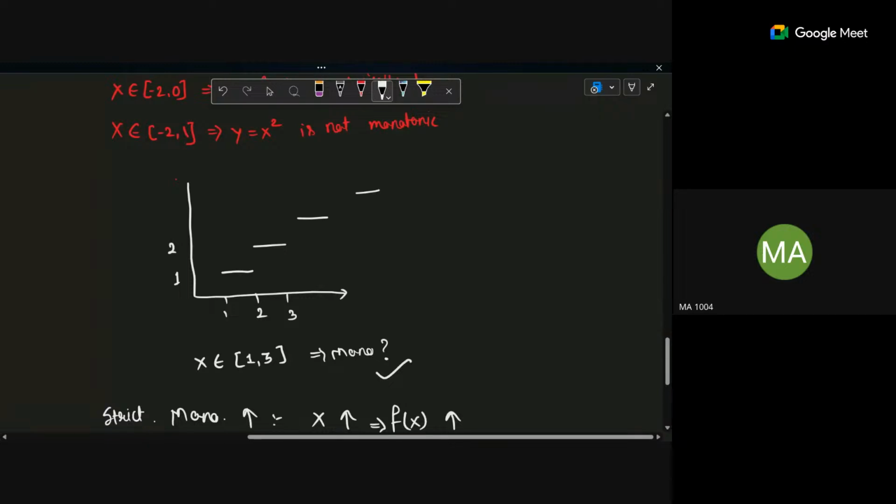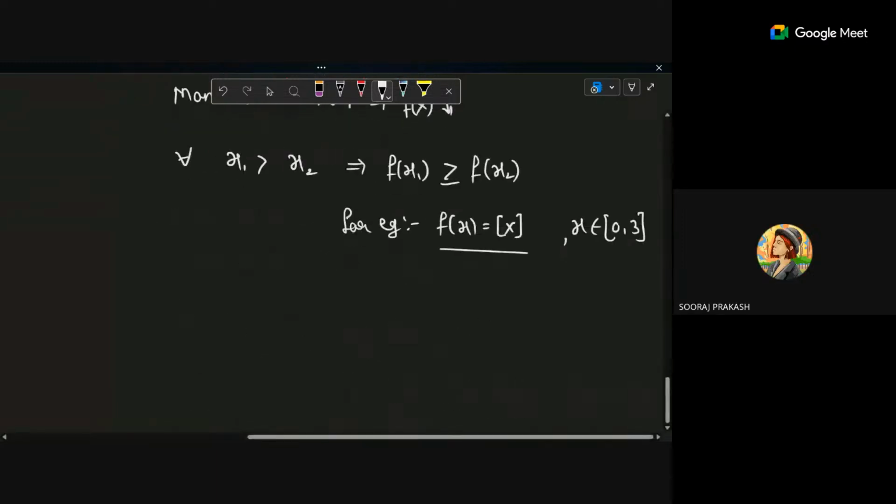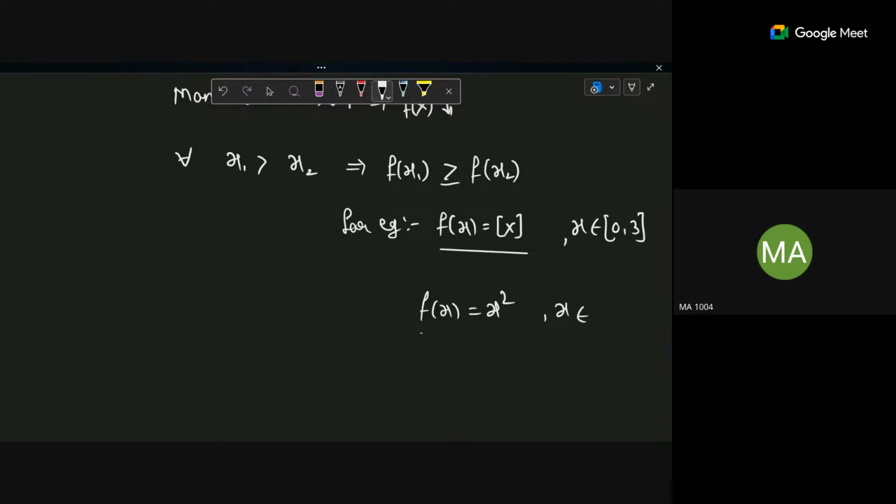Which takes the nearest integer, the nearest left integer. f of x equal to x square in the interval 0 to infinity. f of x is equal to what? x square. When it is taken on any particular side around the 0, either left or right, at that time this is the example for a strictly monotonic function.